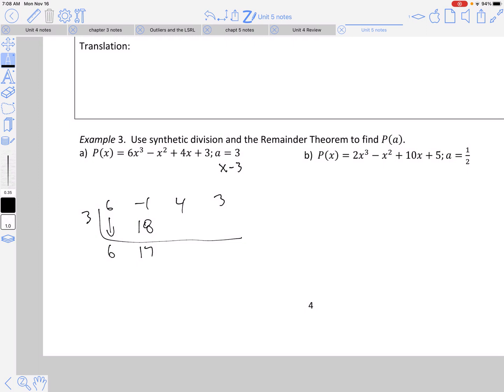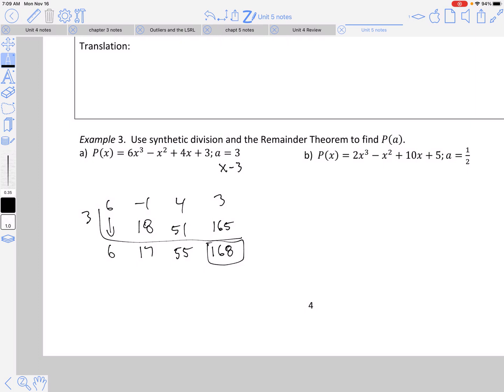3 times 17. It's been a while since I've done that big. I could have probably done it in my head, but I'm trying to save time. Then combine those. I get 55. Wowzers, right? And then 55 times 3 gives me 165, which is going to give me 168. That is a big remainder, but that's our remainder.